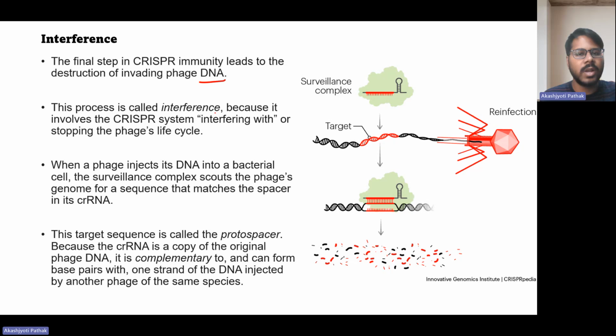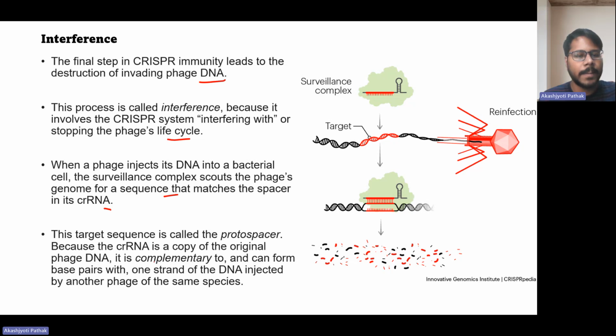This process is called interference because it involves the CRISPR system interfering with or stopping the phage's life cycle. So when a phage injects its DNA into a bacterial cell, the surveillance complex scouts the phage genome for a sequence that matches the spacer in its CRISPR RNA. When this target sequence matches the spacer sequence present in the CRISPR RNA, these two form complementary bonds, or hydrogen bonds, with each other.